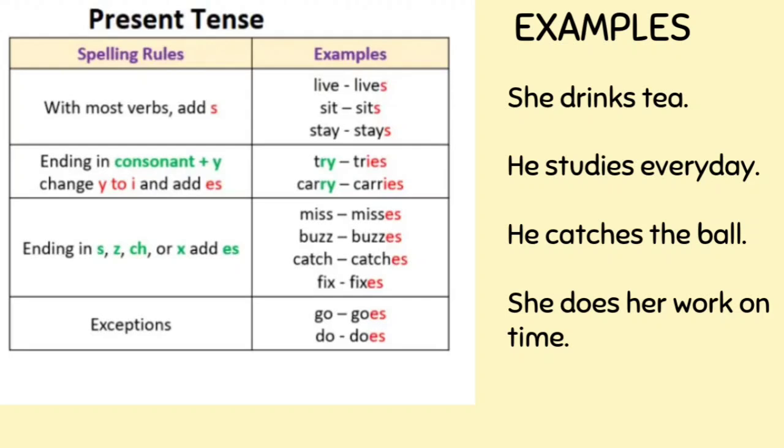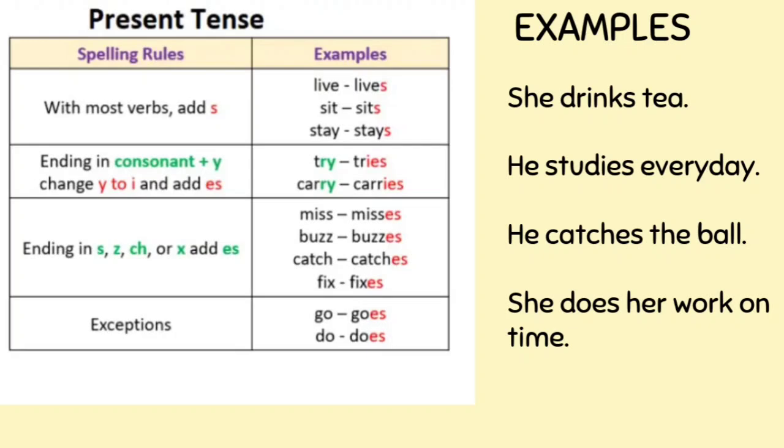Look at the third one. Ending in S, Z, CH or X, add ES. If the word is ending with S, Z, CH or X, so you will add ES in the end. Examples are miss. So there is S in the end, it will be changed into misses. Buzz. Z in the end, ES we will add in the end, buzzes. Catch. CH in the end, ES we will add and then it will be catches. Fix, X is there in the end and it will be changed to fixes.